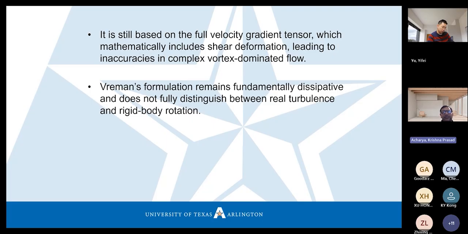The model is based on the full velocity gradient tensor, which mathematically includes shear deformation, leading to inaccuracies in complex vortex-dominated flow. Vreman's formulation remains fundamentally dissipative and does not fully distinguish between real turbulence and rigid body rotation. This is one of the limitations of Vreman's model.